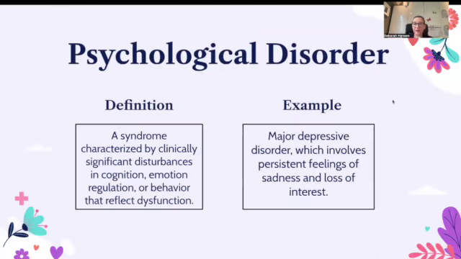Okay, let's get started. We'll start with psychological disorder. The definition is a syndrome characterized by clinically significant disturbances in cognition, emotion regulation, or behavior that reflects dysfunction. The example is major depressive disorder, which involves persistent feelings of sadness and loss of interest.